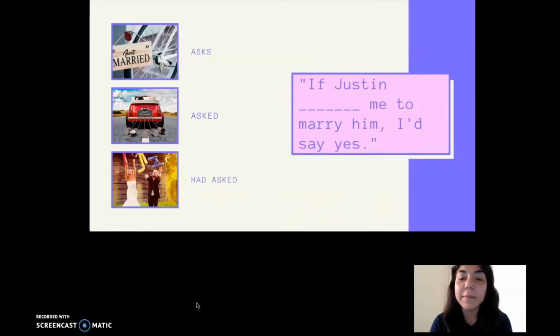If Justin asked me to marry him, I would say yes. Look at the sentence. The sentence refers to a future action that is very unlikely to happen, but not impossible, because anything is possible. If we look at the options, ask, asked, and had asked, the correct one is asked.